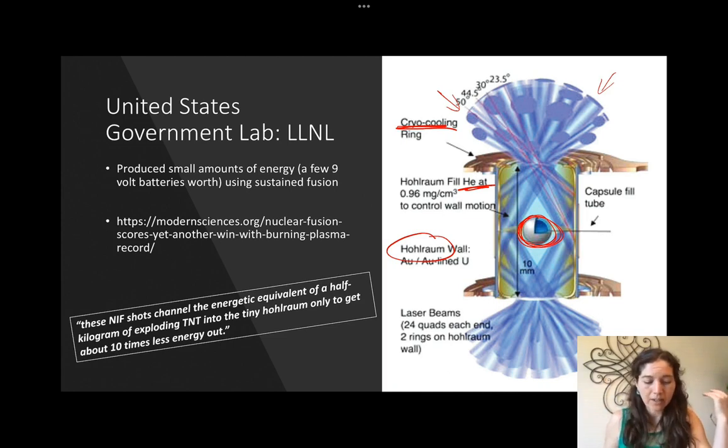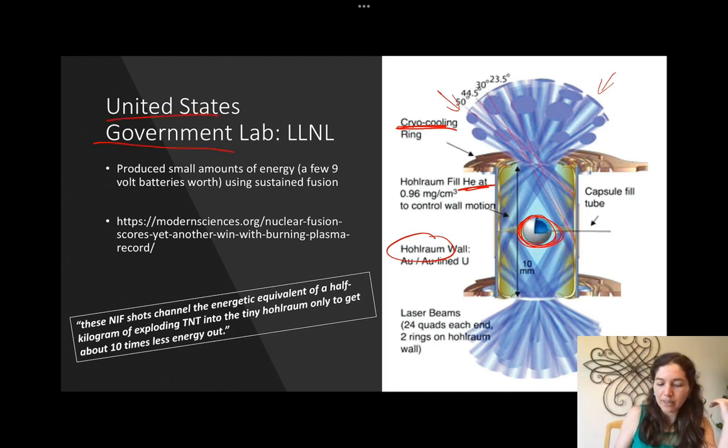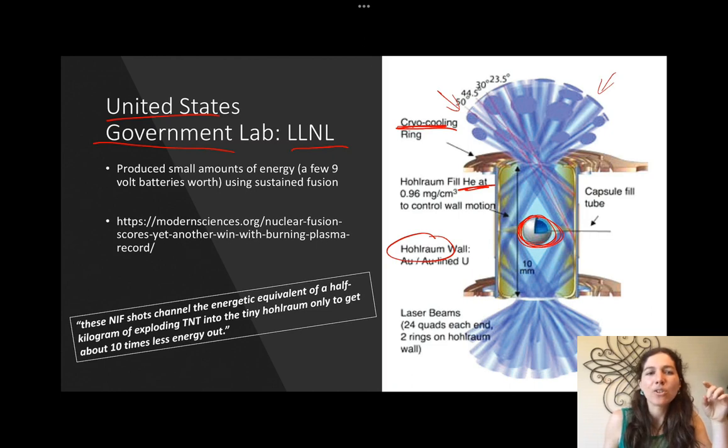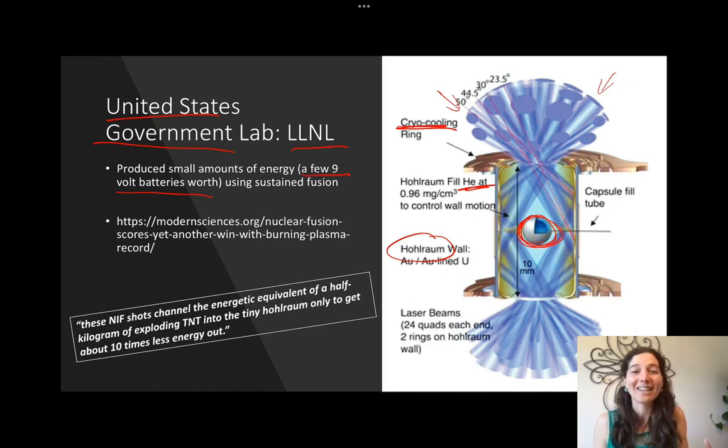So as of this year, the United States government lab, where the NIF is, the Lawrence Livermore National Lab, they actually produced a few 9-volt batteries worth of energy. So it doesn't sound very significant, but what they're doing here is they're achieving fusion and they're actually getting energy from it. So before this, they weren't even able to get energy from it. They were just doing fusion and they weren't getting it quite started. But they've been able to get fusion started now.